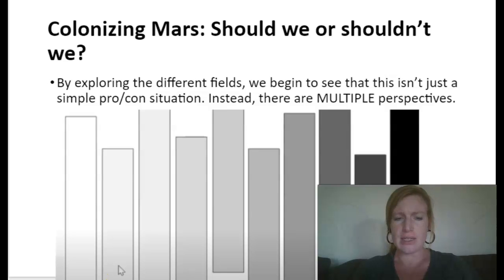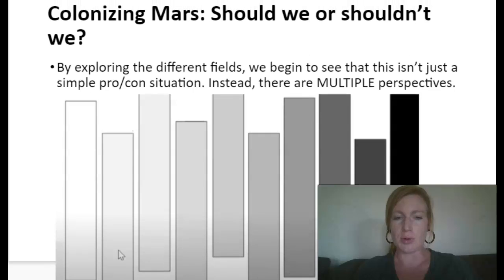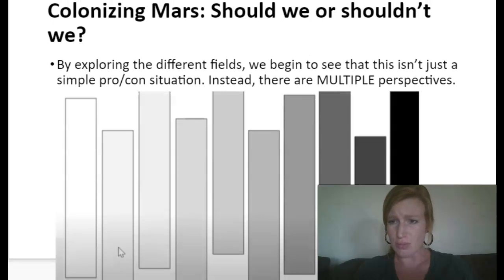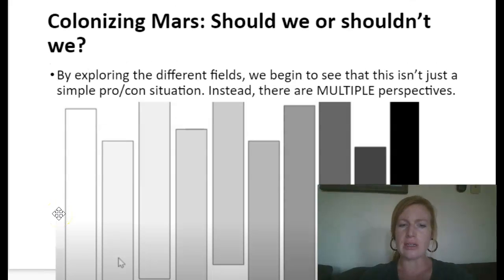So by examining these different fields or lenses on this topic, we begin to realize that this issue isn't just black or white. There are multiple perspectives within each of these lenses. By exploring the various perspectives, we begin to see this isn't a simple pro-con or black and white issue. Instead, we see that there are many complexities or shades of gray.